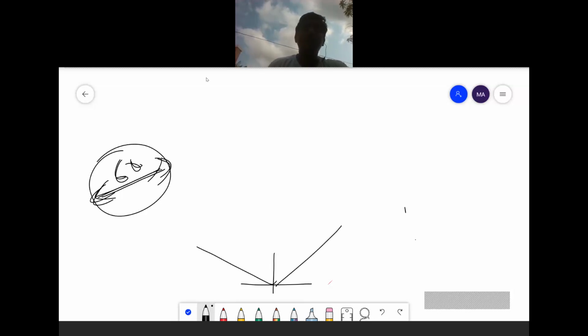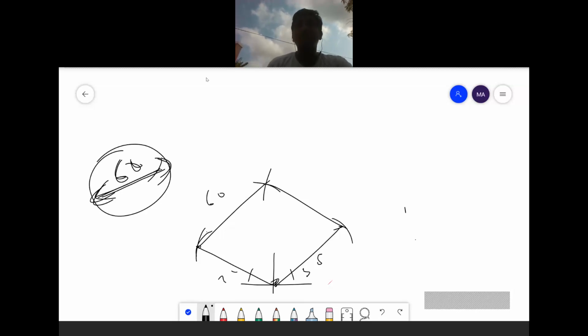First you will mark 30, 30. Then take this as center, you will cut 60 here. This as a center, you will cut 60 here. Then from here you will cut again 60, from here again 60. You will form a square with the given diameter.